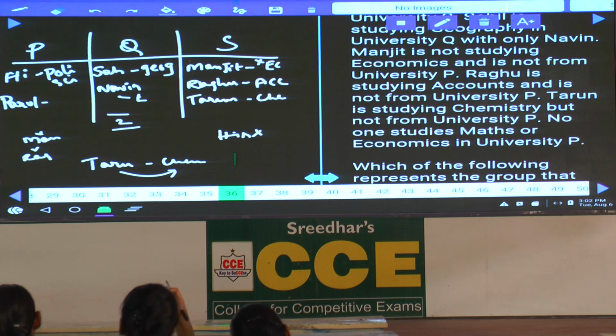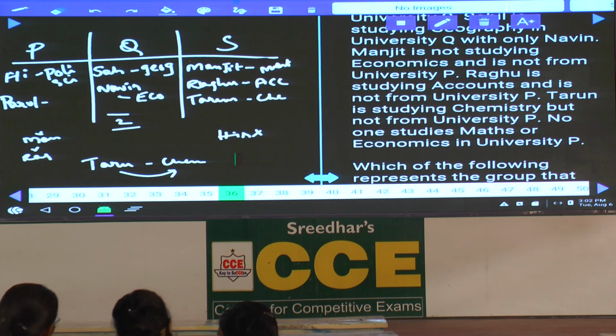and this Naveen must be economics. As Naveen is economics, now this Manjit must be mathematics. As Manjit is mathematics here, Manjit is maths, and maths, accounts, chemistry, geography, economics, political science, and this person Parul must be history.